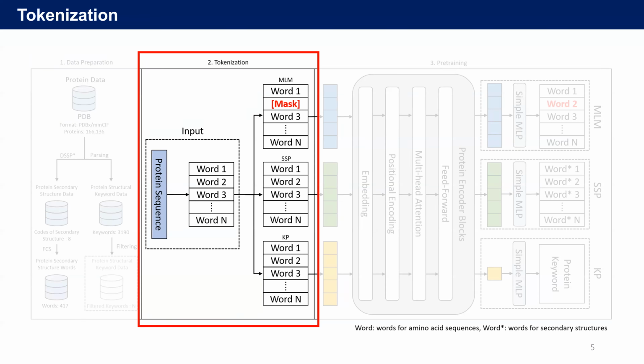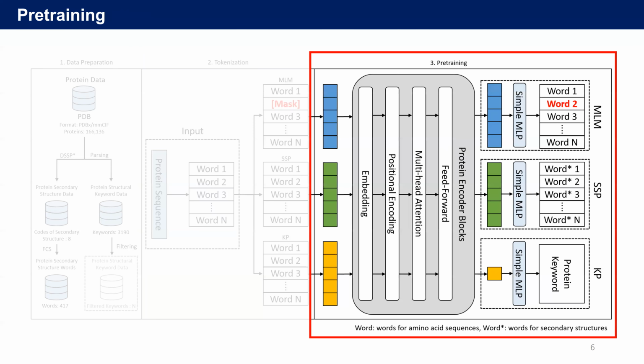Firstly, we tokenized protein sequences of our data using the protein words. And then we modified the sequences for each task. For MLM, we masked 50% of all words. That means we changed word tokens to the mask token. And for secondary structure prediction and keyword prediction, we just use tokenized sequences.